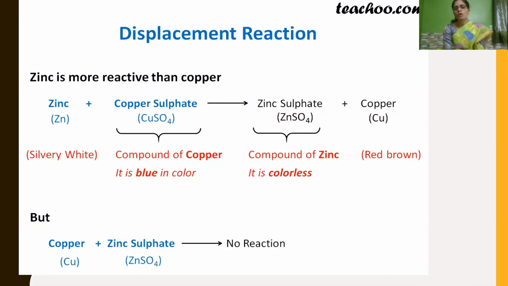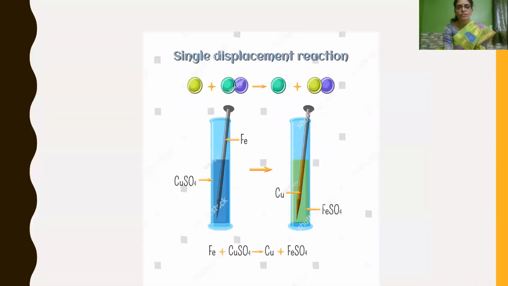Next, copper plus zinc sulfate. Here the compound is zinc sulfate. What metal is present there? Zinc. And copper, as we know, is less reactive than zinc. It cannot displace zinc from its compound. So you have to write there is no reaction.